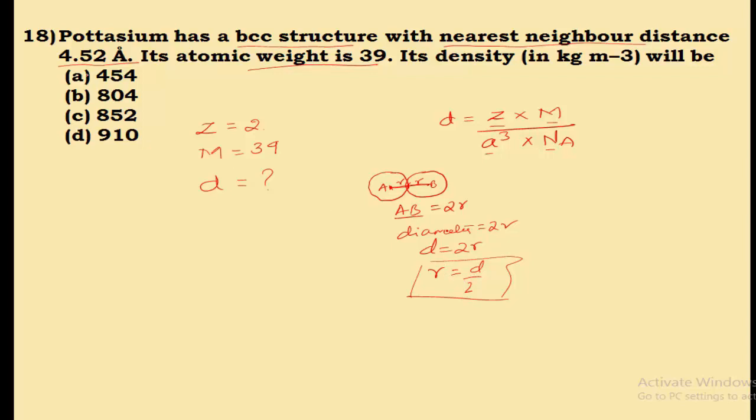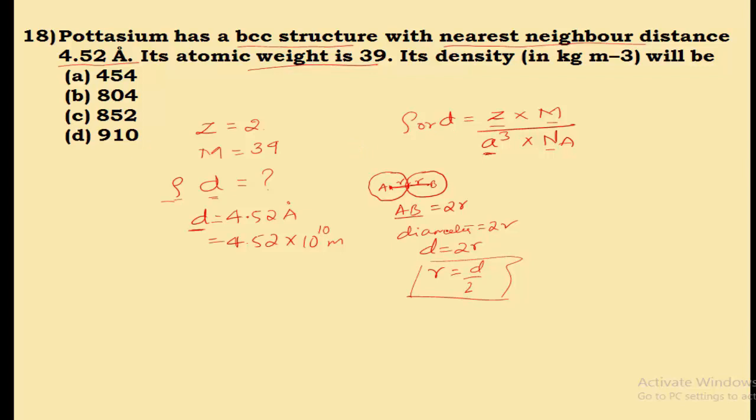So they have given the diameter, D equal to 4.52 angstrom, or 4.52 × 10^-10 meter. Don't get confused with this D: this D is the diameter and this one is density. Density is also represented as rho, so if you get confused, you can take rho for density.